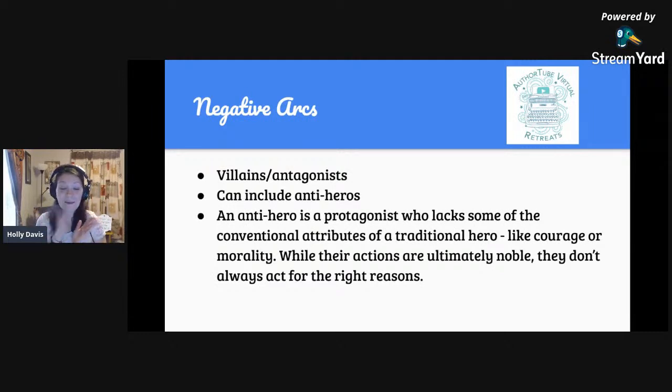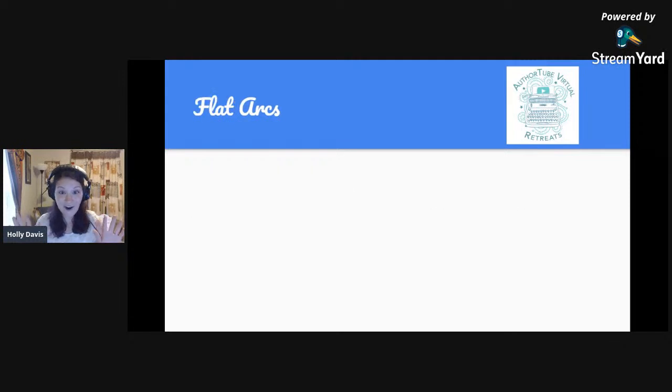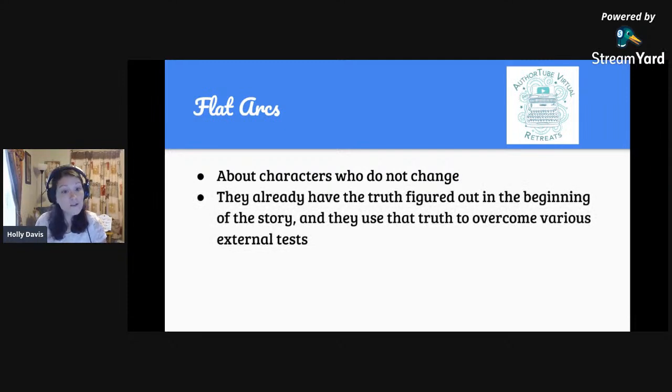Okay, so we have the positive arc and the negative arc, but there's more. There is the flat arc. I thought this was really cool because you don't really read or notice flat arcs too much, but these are about characters who do not change throughout the story. They already have the truth figured out in the beginning of the story, and they use that truth to overcome various external tests.